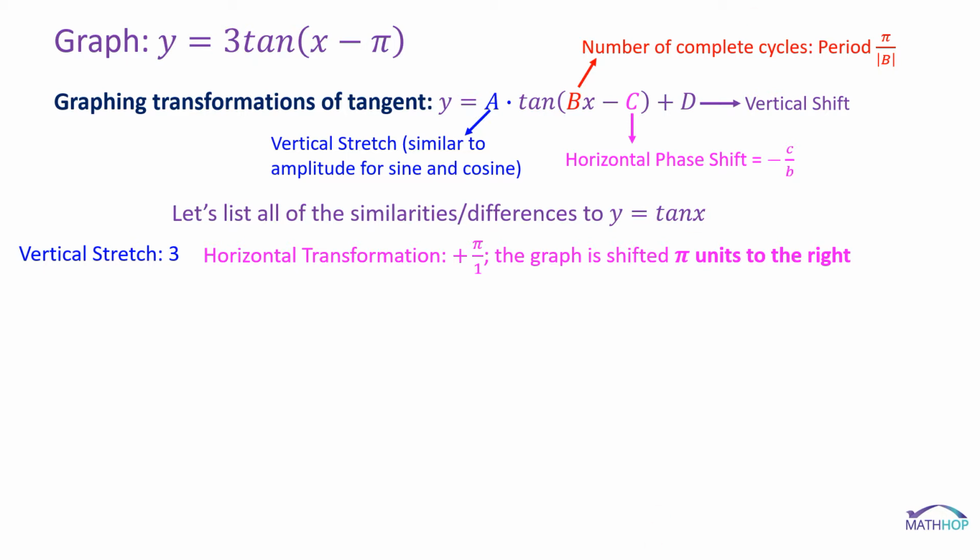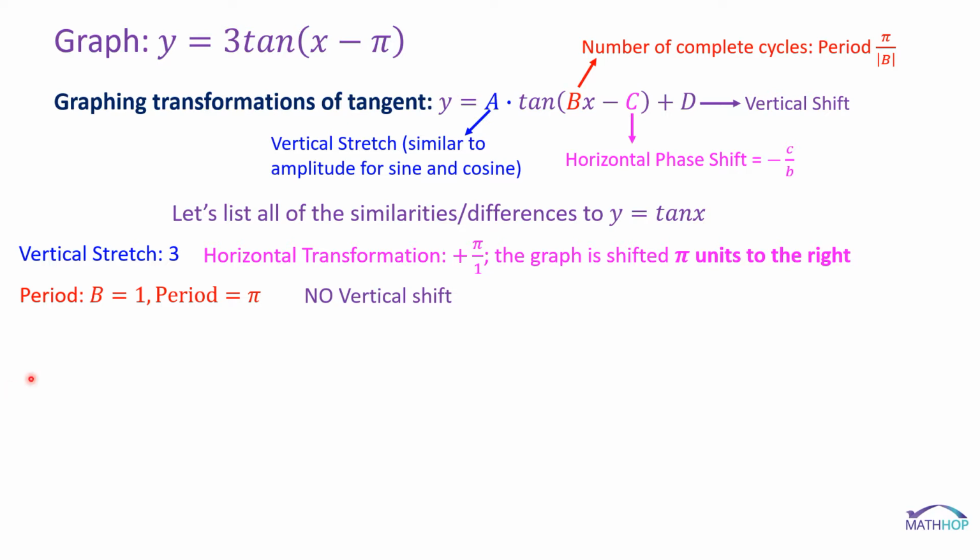So we see a negative pi right in here. That should tell us, opposite the sign, we're going to move to the right pi units. Remember, it's really pi over 1 because we have to do C over B. But since B is 1, it's just going to move to the right pi units. Okay, so what's the period? We do not have a coefficient of x, so the period remains unchanged. The period is pi. There is nothing added or subtracted to this function, so there is no vertical shift.